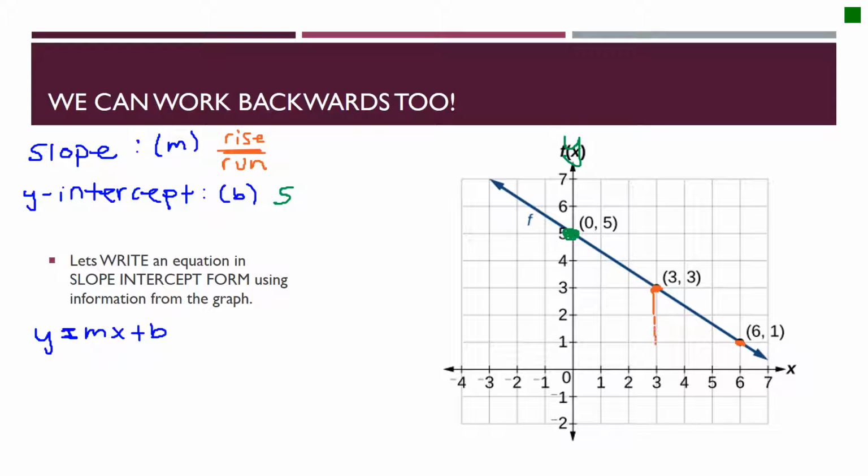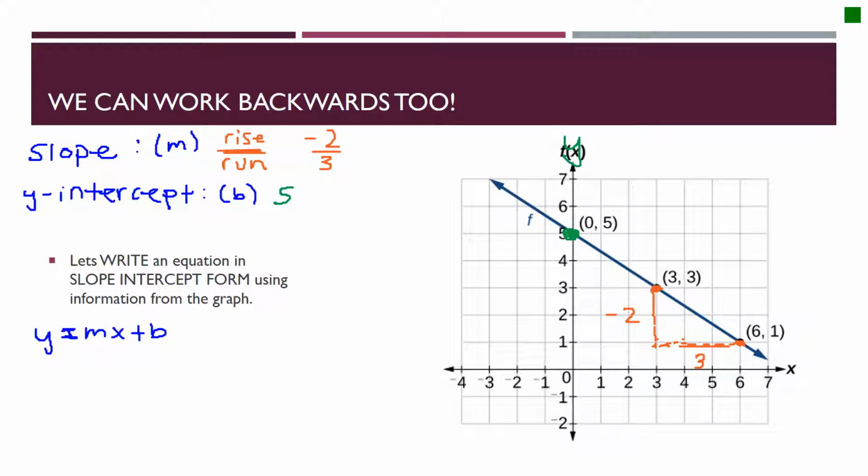And let's determine what the rise and the run is. So we'll start at 3, 3, and we're going to count down 2. Okay, we're dropping 2, and then we're moving over 1, 2, 3, positive 3 in the x direction. So our rise is going to be down 2, and our run is going to be over positive 3. So there's our slope. Our slope is negative 2/3.